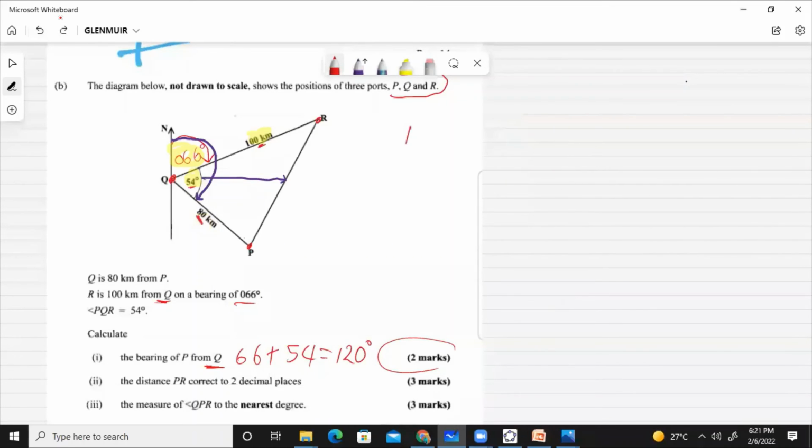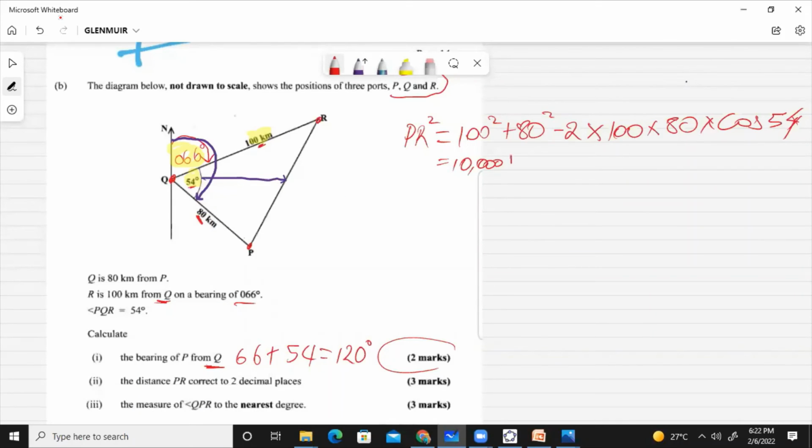All right. So I'll say PR square is equal to, we could say 100 square plus 80 square minus 2 times 100 times 80 times the cosine of the angle, and it is 54 degrees. Give me some values now. I think this is 10,000. I think this is 6,400. And then we put all of this on the calculator one time. Negative 2 times 100 times 80 times cos of 54.